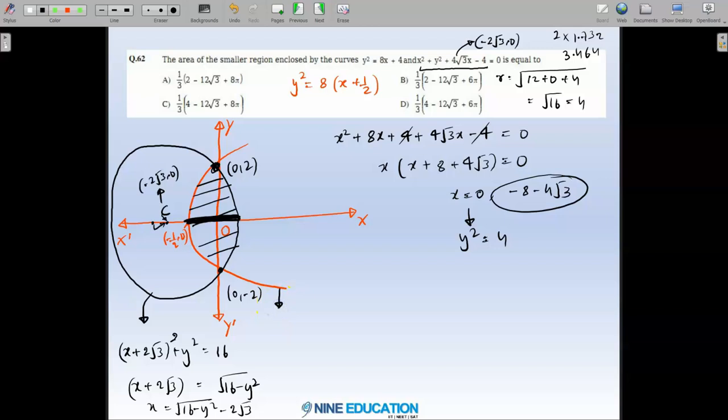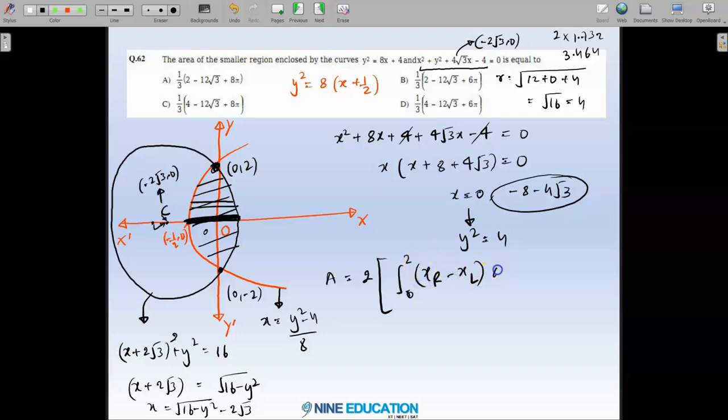And for the parabola, if you want to write the x expression, it will be (y square minus 4) by 8. So the area will be equal to 2 times integration from 0 to 2. These are the limits of y. So when we are putting the limits of y 0 to 2, then it should be x dy as the area for a horizontal strip. So we are moving a horizontal strip from 0 to 2. So x dy, firstly we have to write the circle which is a little bit to the right side of the parabola. So basically we are going to write x right minus x left times dy.